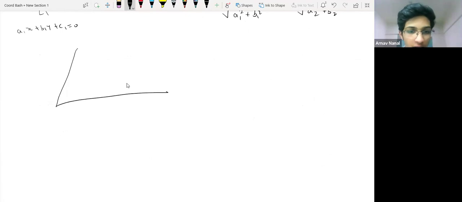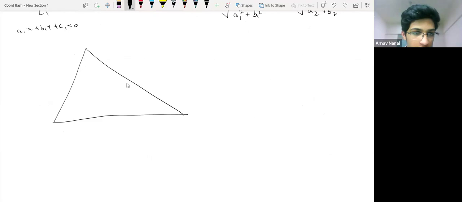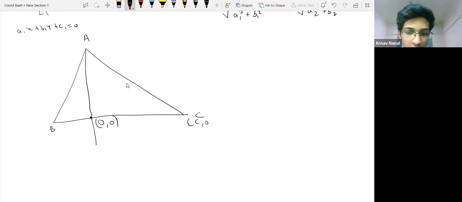You generally have a triangle, right? So one thing that makes sense is to pick BC as the x-axis and A on the y-axis, so this is the origin, and this would be C comma 0, B comma 0, A comma 0, oh sorry, 0 comma A.